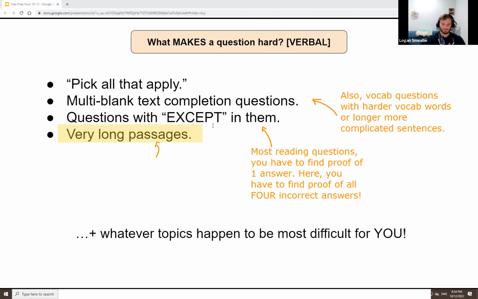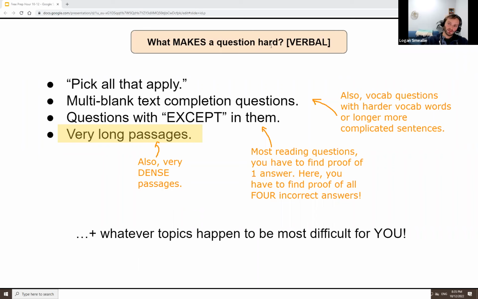And I should have also added very dense passages. As you get into the GRE, you will also learn some passages feel fine to read. Some passages make you hate the English language as you read them. And if you're on one of those where it's hard to tell what every sentence is saying, where it's very convoluted sentence structure, or lots of difficult vocab words in the passage, or just a very complicated scenario that's being described, that's going to make the questions more difficult as well.